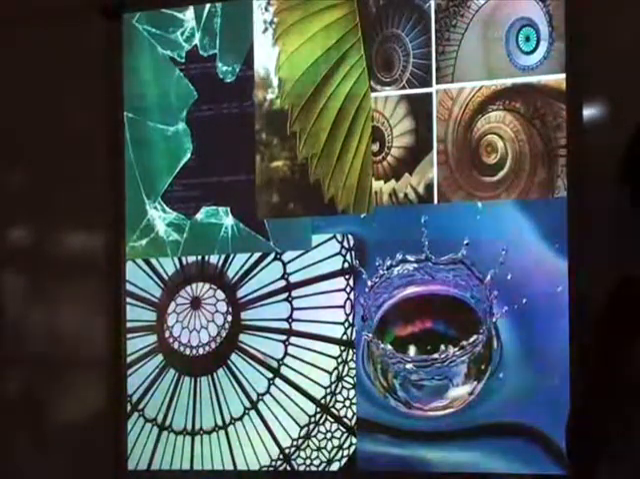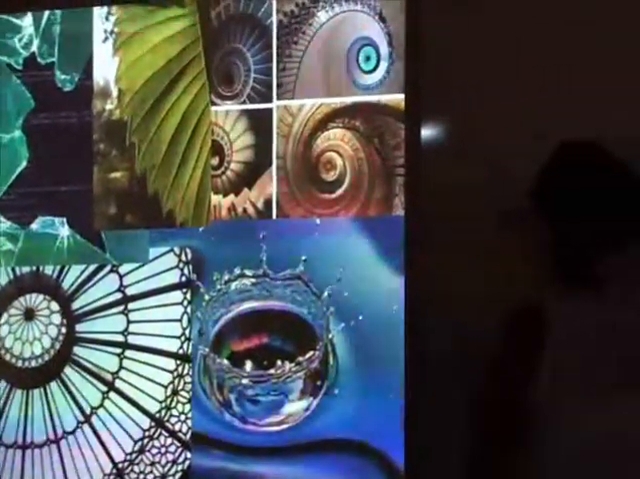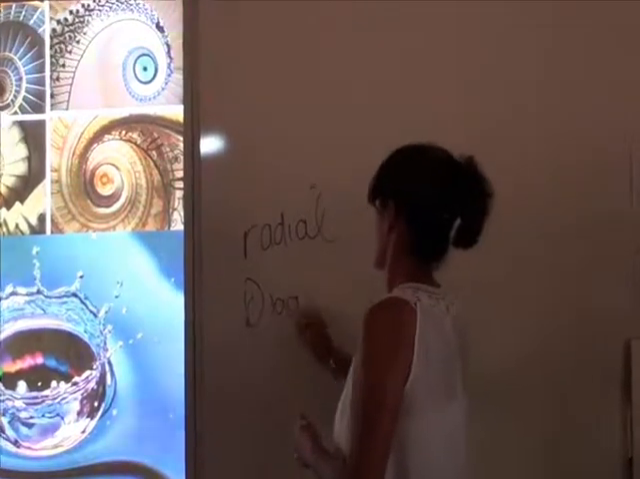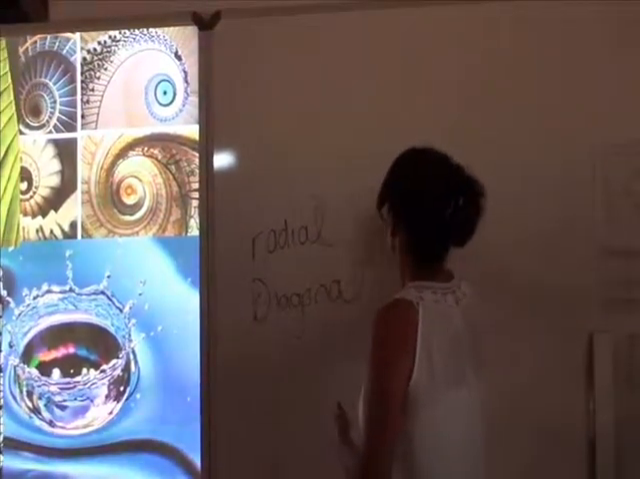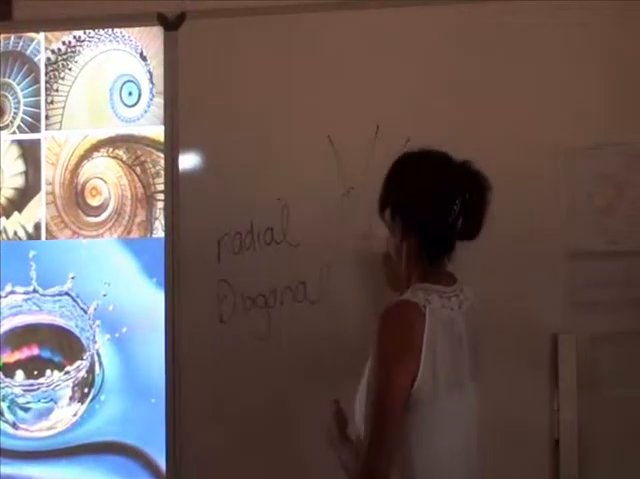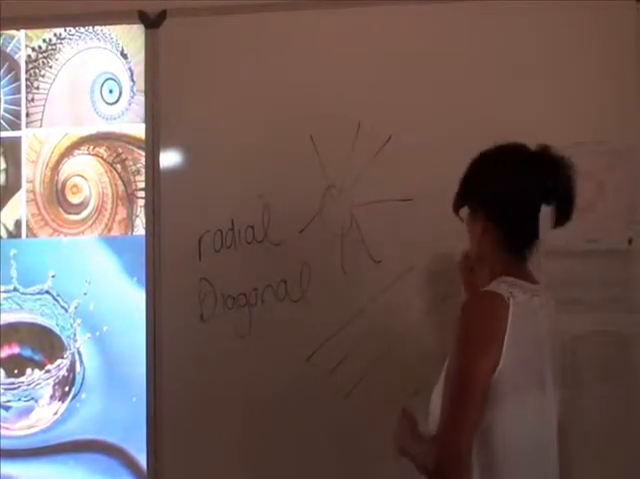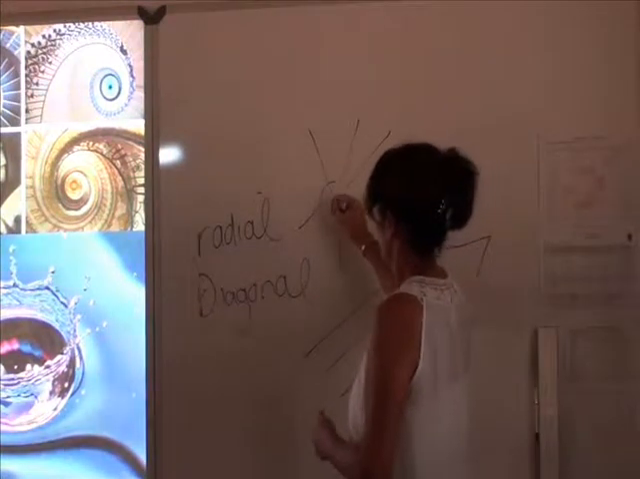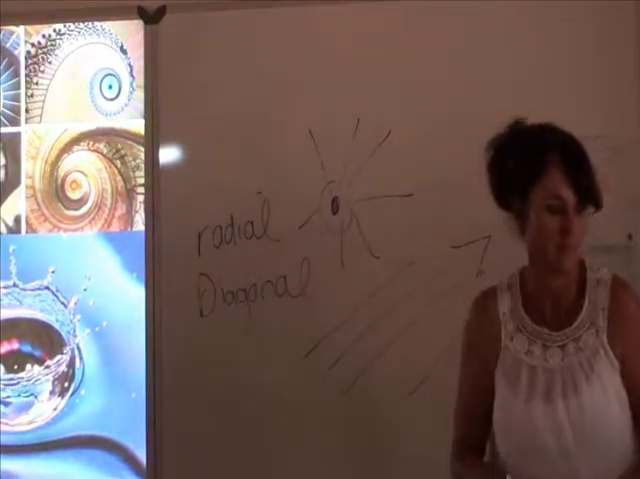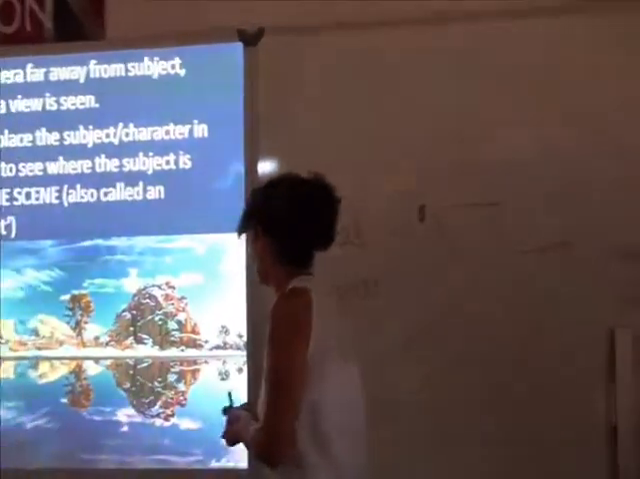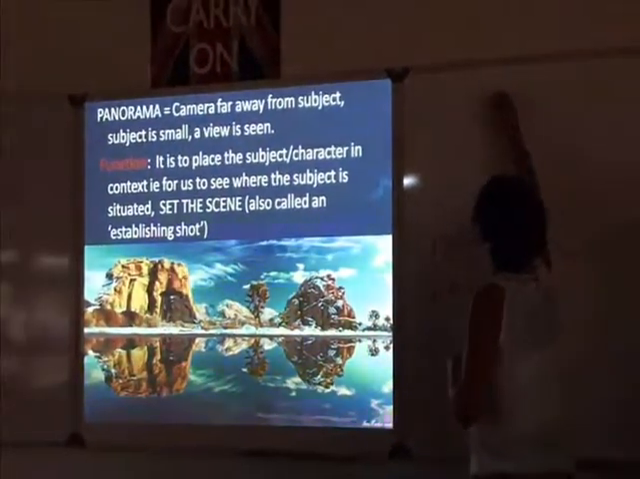What happens is radial lines do a similar thing to diagonal lines. Radial lines lead your eye to a focal point. Diagonal lines will do exactly the same thing. They will lead you somewhere. Okay. Don't forget only the dominant lines. Now we get to the most important thing.